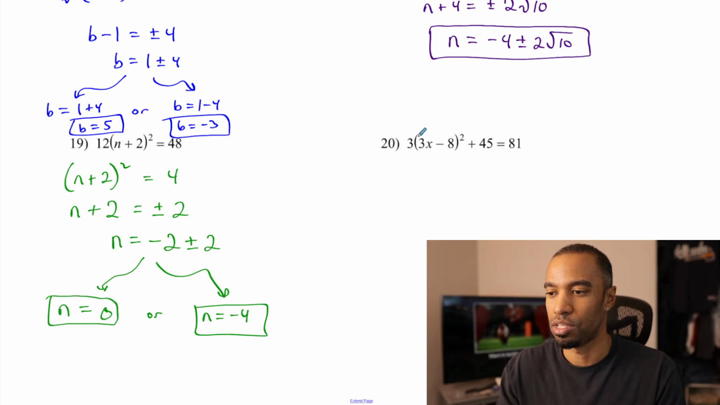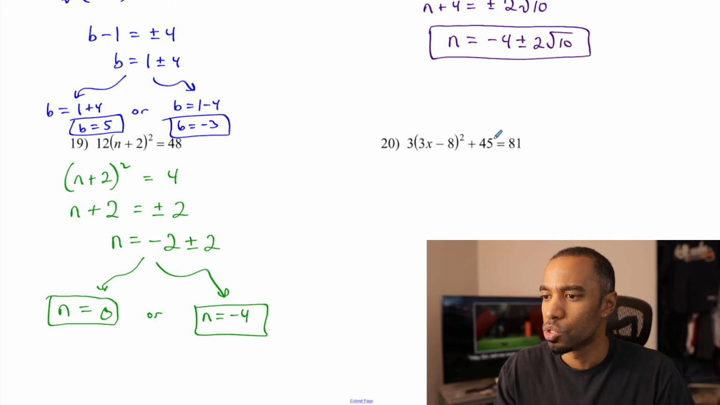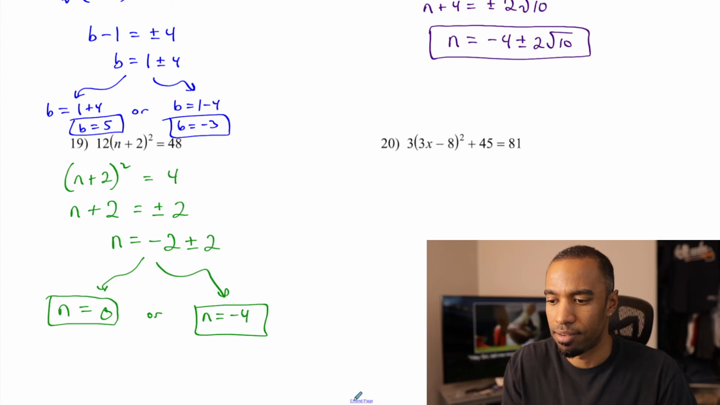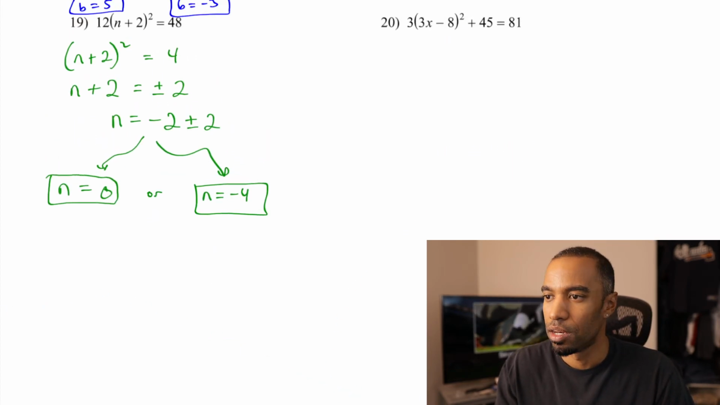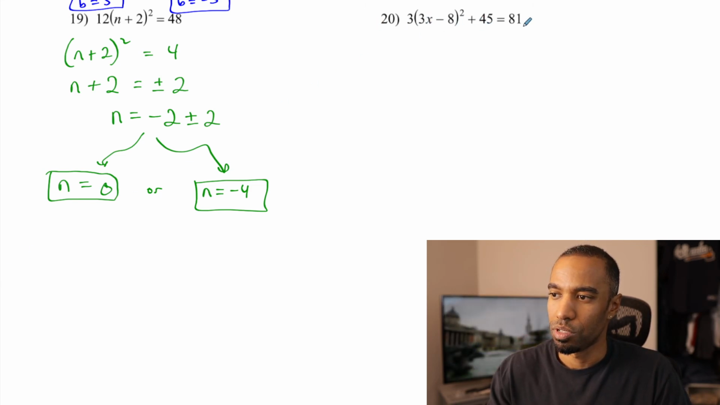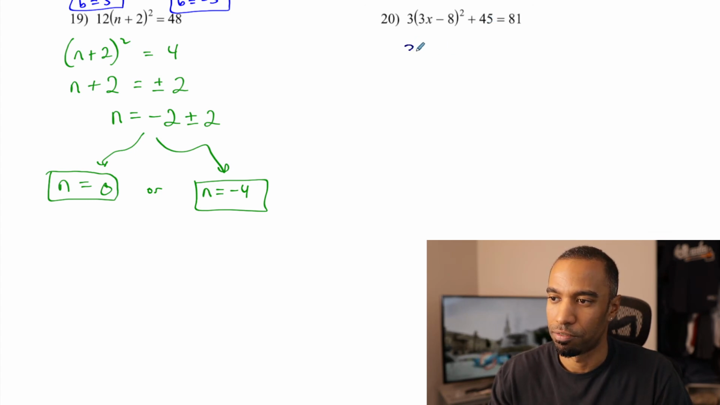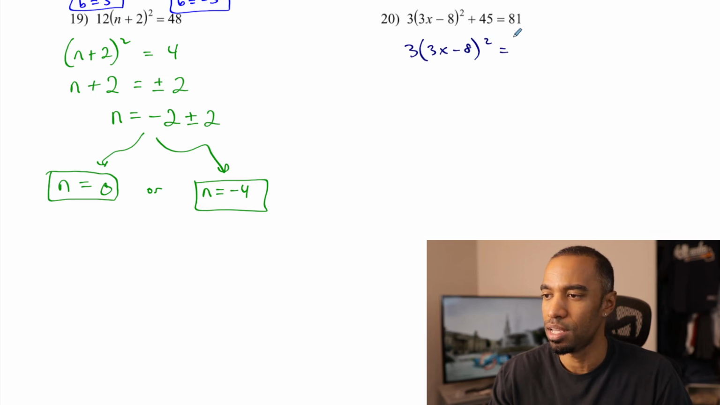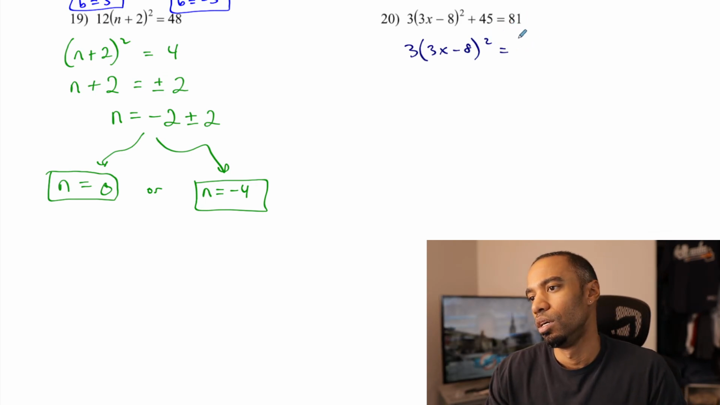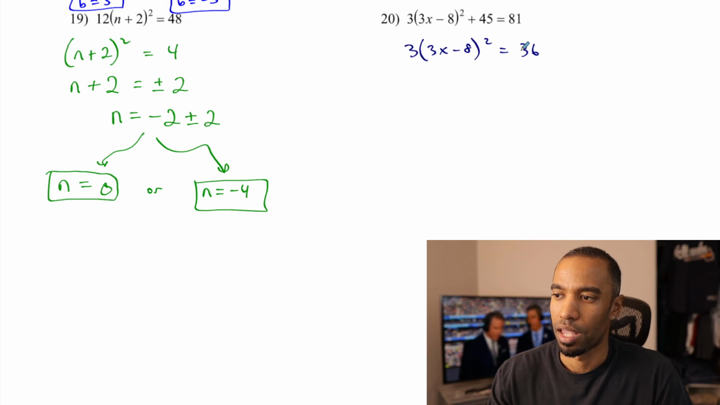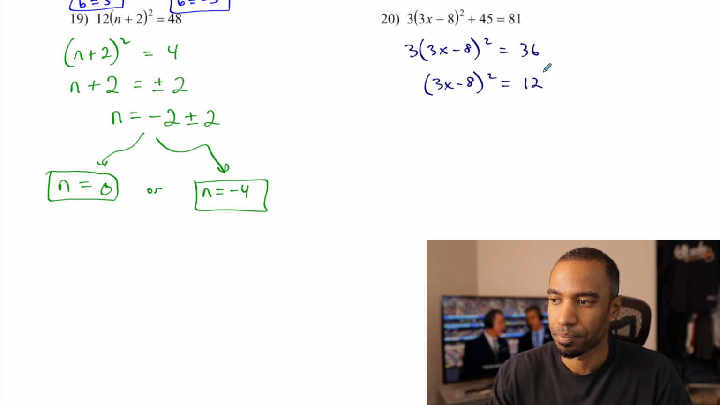Let's see how easy or difficult this one will be with everything. So we got several things to work with here. Obviously, save the best for last, right? Number 20. Don't divide both sides by 3 just yet. I'm sure it's possible to do, but make sure you subtract this over. Subtract the 45 over first, and we get 3 times (3x minus 8) squared equals 36. And then I divide both sides by 3, and I get (3x minus 8) squared equals 12.